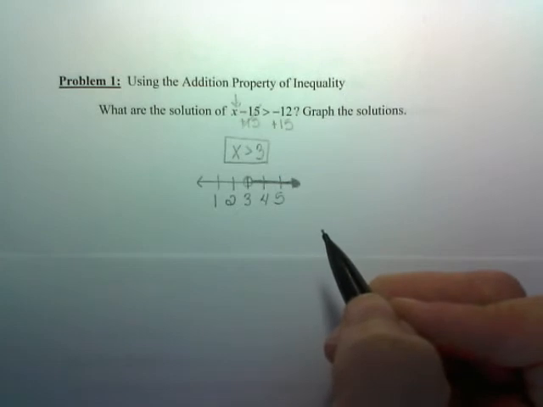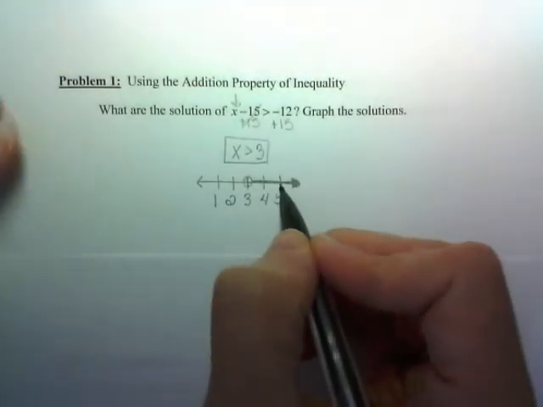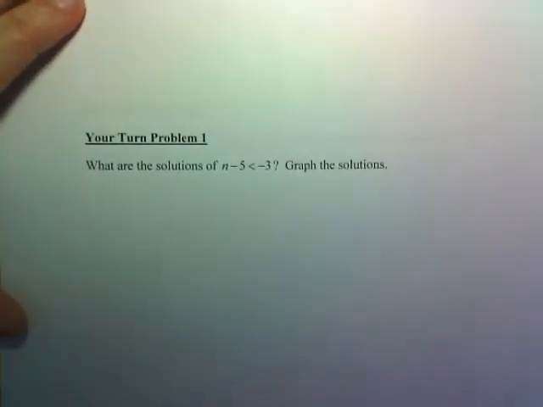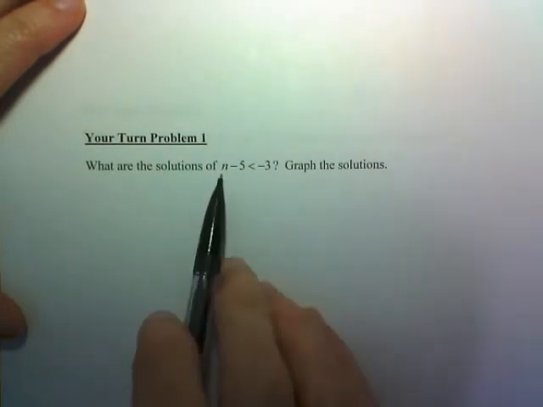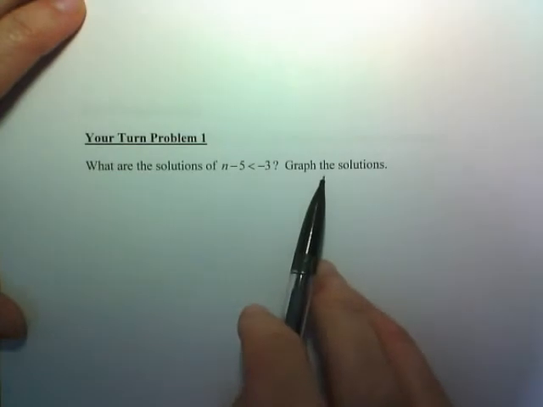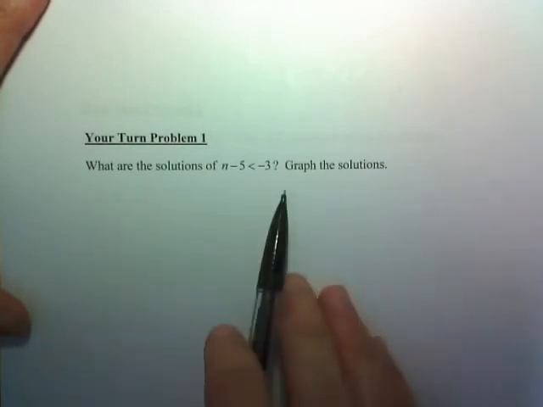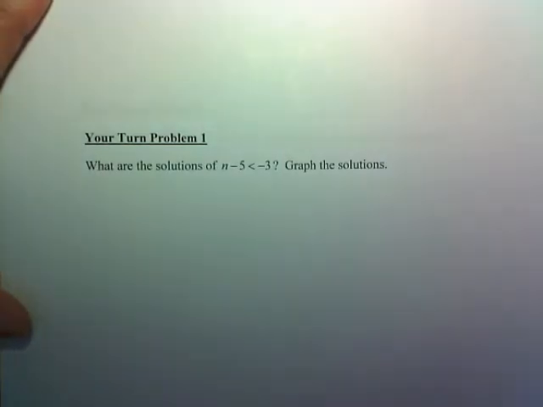So using the addition property of inequality, being able to solve for x to find all of the solutions, and then graphing your solutions. So what I would like for you to do is pause the video, take a minute, copy down your turn problem number 1, and solve that. Solve it for n, and then be sure to graph the solutions. If you have any trouble with this, be sure to ask before moving on. Otherwise, make sure you have this answered when you bring your note packet to your teacher.